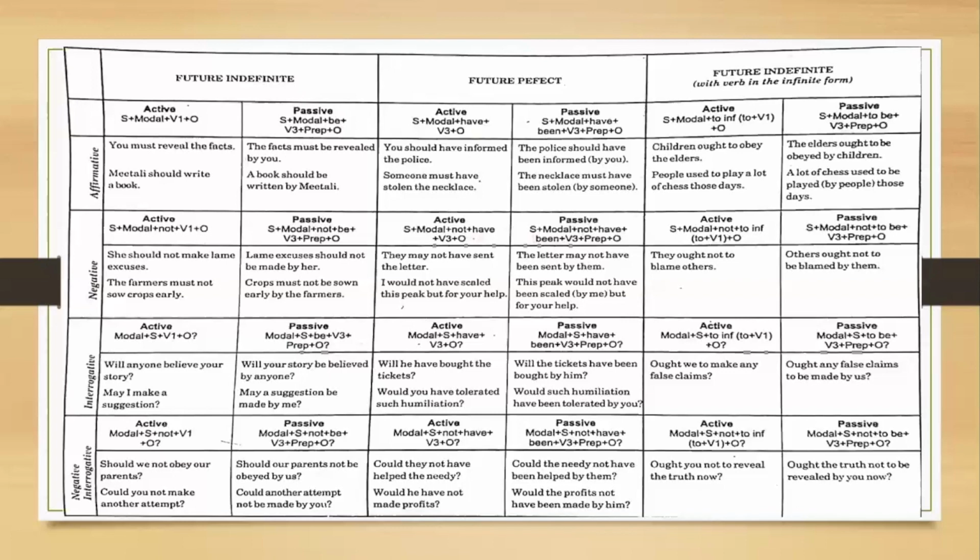Firstly, change it into simple. We ought to make any false claims. Now change it. Any false claims ought to be made by us. Now ought, in the active voice sentence, ought was in front. So in passive voice sentence also ought will be in front. Ought any false claims to be made by us? Negative interrogative. Ought you not to reveal the truth now? Ought the truth not to be revealed by you now?